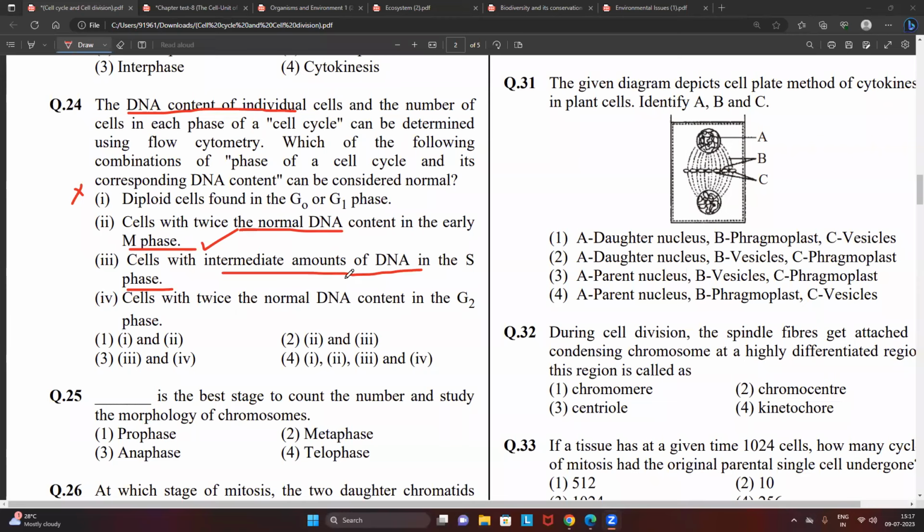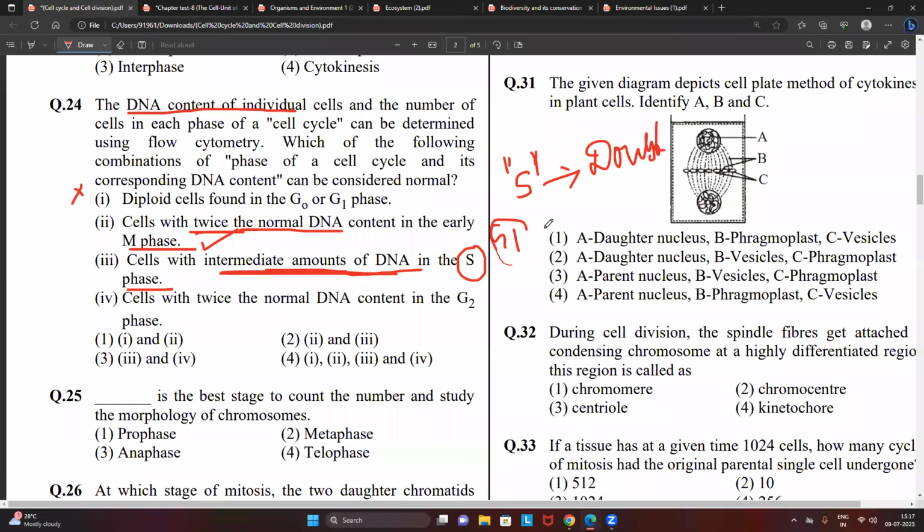Yes or no? You're getting my point or not? Intermediate. See, this is a very good question. You have to ask me, sir, what is the difference between the intermediate amount and the double DNA, or twice the normal DNA? See, friends, they are using the words "in the S phase." So once the S phase is completed, DNA becomes double. You're getting my point correctly.